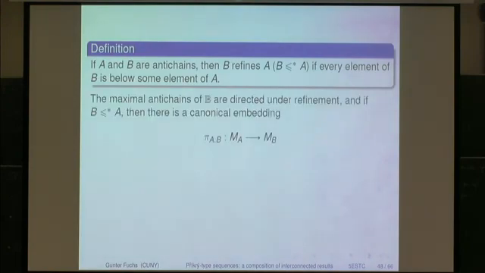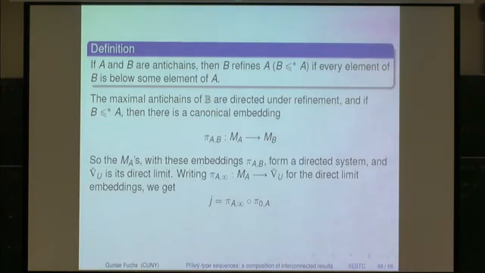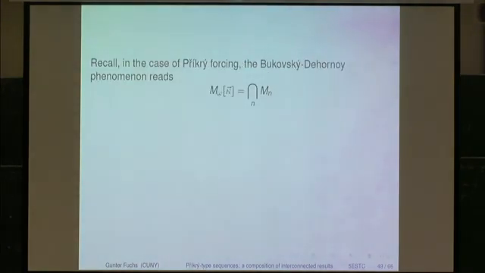It turns out that the maximal antichains are directed under refinement, and whenever B refines A, then there's a canonical embedding from M_A to M_B. And so these M_As with their embeddings form a directed system, and when you take the direct limit, you get V^B/U. This was all worked out by Hamkins and Seabold in this paper, and so now we have something that we could write on the right-hand side there.